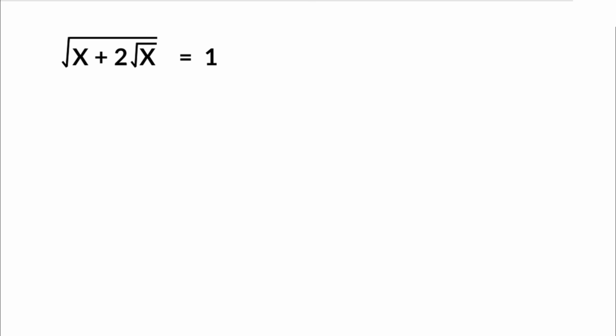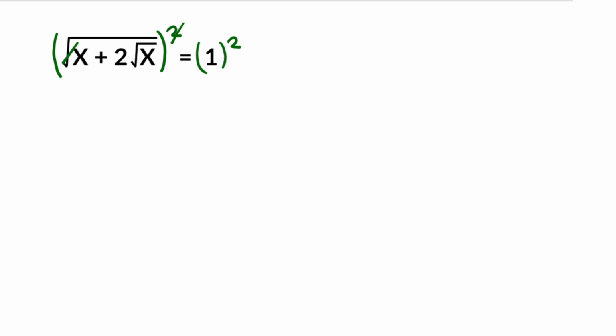Here is the equation we need to solve. The square root of x plus 2 times the square root of x is equal to 1. Our goal is to find the exact value of x. Let's start by getting rid of the large square root. The easiest way is to square both sides of the equation.